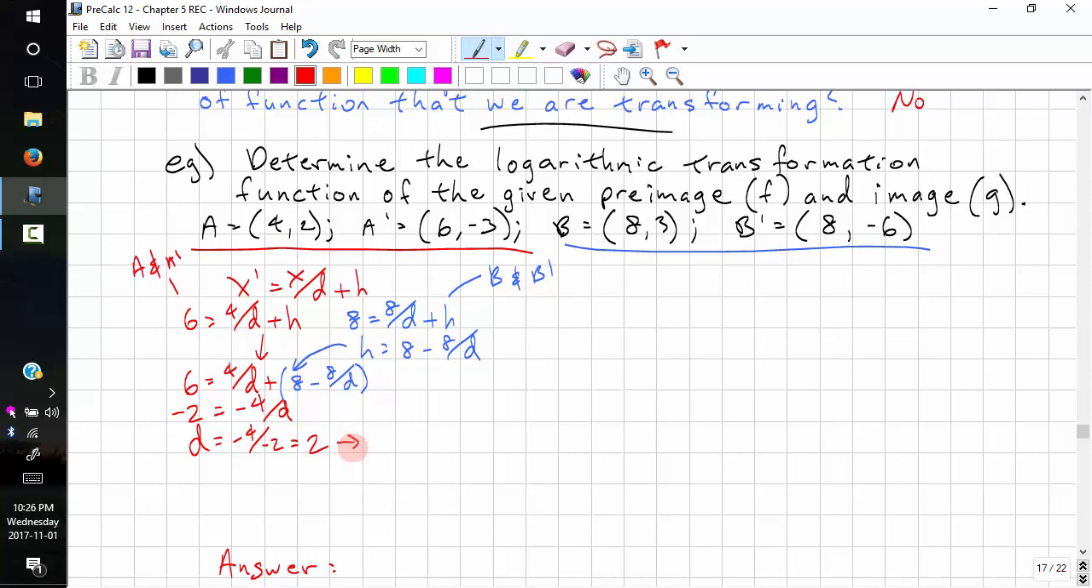Now we jump over here. We take this one, move it down here. So we're substituting d equals 2 into this formula. H equals 8 minus 8 over 2. So h equals 8 minus 4, that's 4.